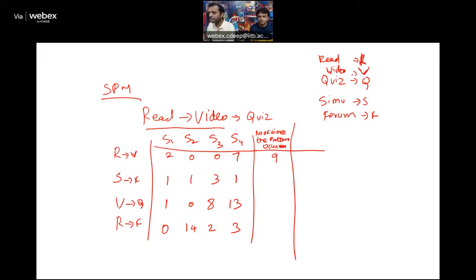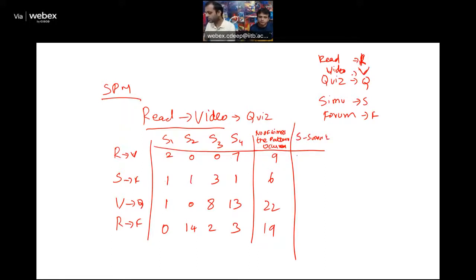So I'm simply adding the number of times this particular pattern occurred. It will be 6, 21, 22, 16 plus 19. So this is simply the number of times this pattern occurred. But how many students got this pattern? This is the total frequency, not the support. How many students got this pattern? So the number of students is basically the support value.